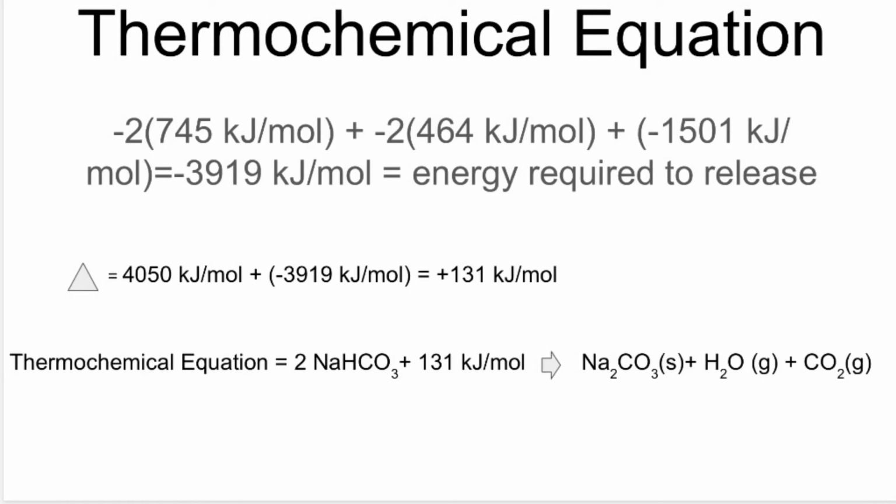To find the enthalpy change, we add the sum of the bond energies of carbon dioxide, water, and sodium carbonate to the bond energies of 2 moles of sodium bicarbonate. We end up with a calculation of 4,050 joules per mole plus negative 3,919 joules per mole, which gives us an enthalpy change of plus 131. Since the reaction is endothermic, the plus 131 joules per mole is placed in the reactants. This leaves us with our final thermochemical equation.